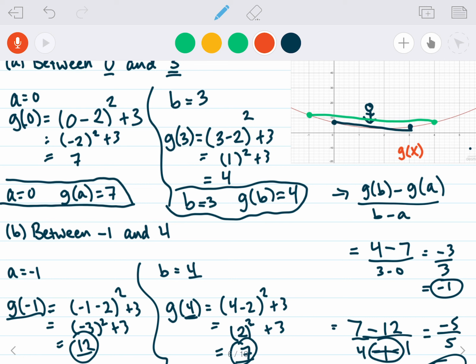And notice that kind of makes sense from our picture, because the steepness of this line looks to be the steepness of this line, right? So they're going to have the same average rate of change, which is negative 1.